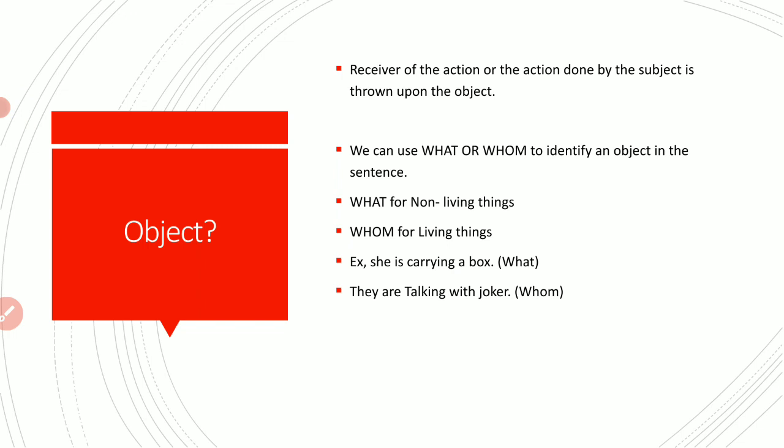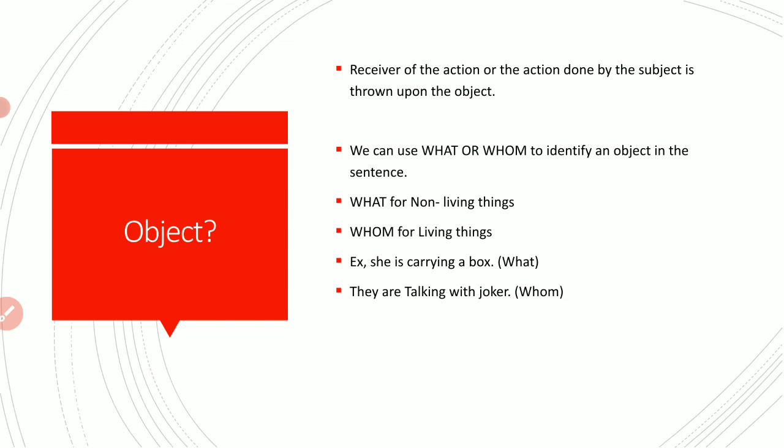What do we use for non-living things? Non-living things means those objects which have no life. For example, building, pen, cab, your car, pencil, all these things. Whom is used for living things. Every time we do not have an object in the sentence, so in order to identify them, you can take the help of what or whom.